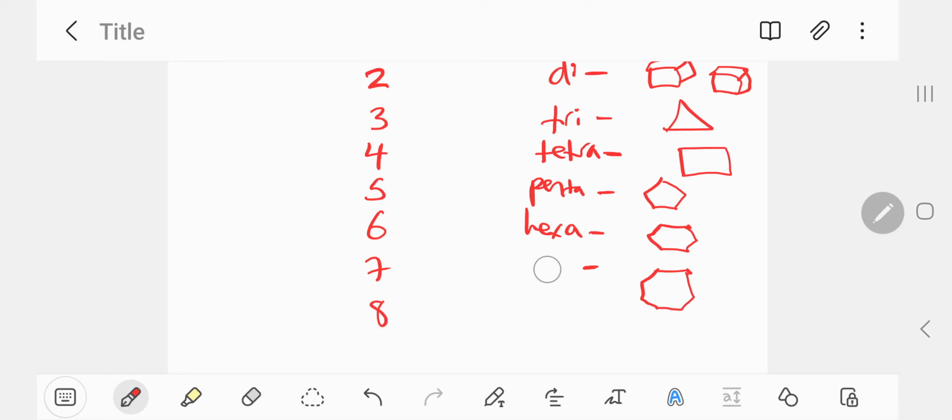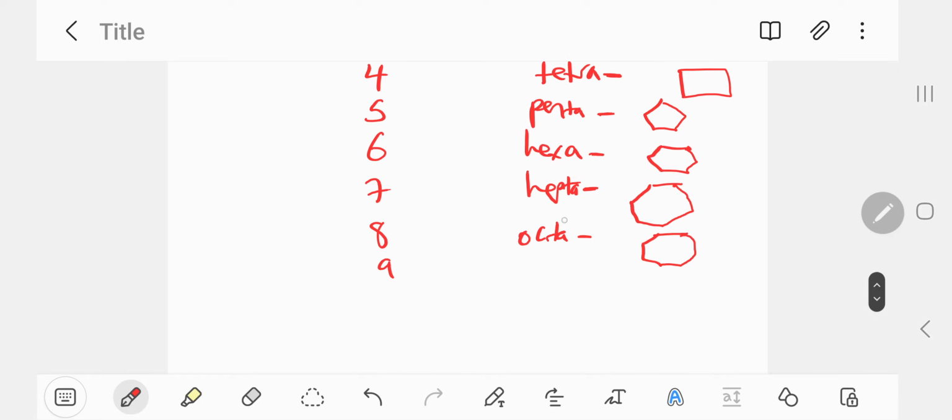7, my bad, sorry, hepta for 7. So 7 sides, 1, 2, 3, 4, 5, 6, 7. If I can draw it. 8 is octa, so octagon. 9 is nona. I'm not going to draw it, but it's got 9 sides. And 10 is deca. It's got 10 sides.